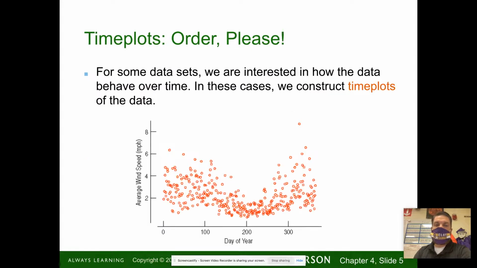Okay. So now this is the raw data, the day of the year and the different wind speeds for those days. Now this is what you would call a time plot of the data.